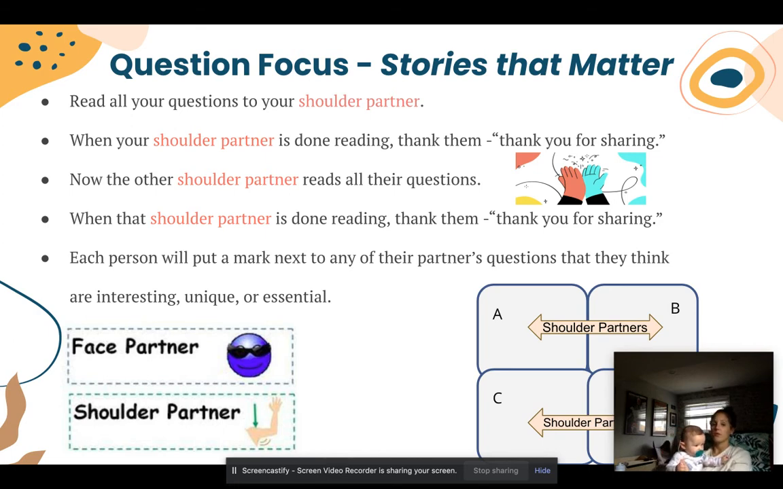Then the other partner is going to read all their questions. Same thing. Thank you for sharing. Each person will put a mark next to any of their partner's questions if they think are interesting, unique, or essential. Take some time to do that now.